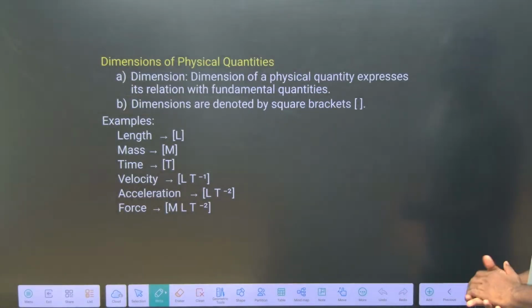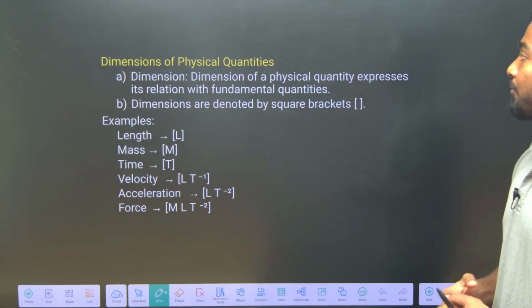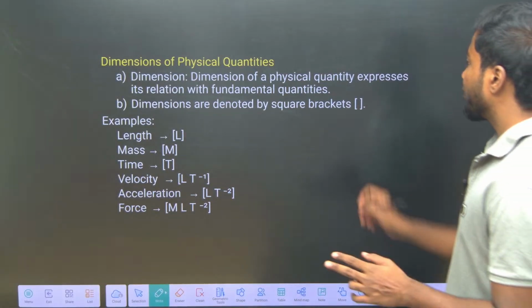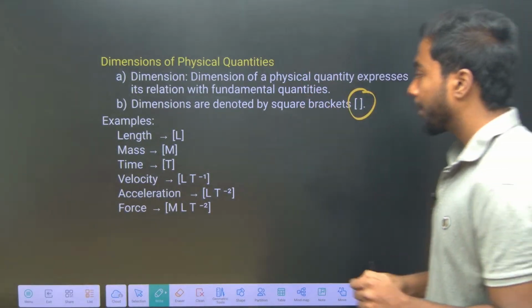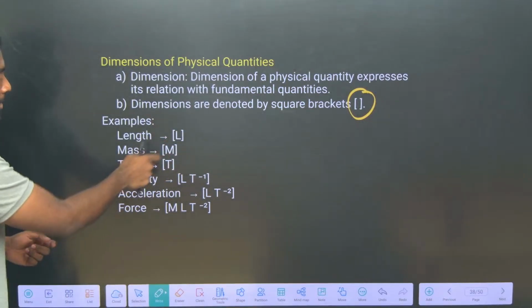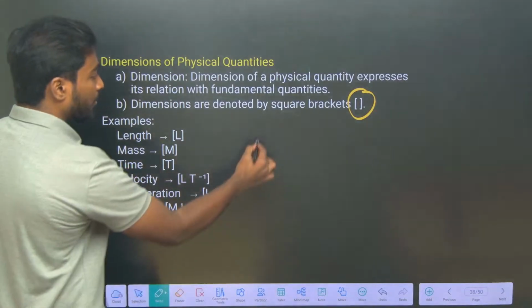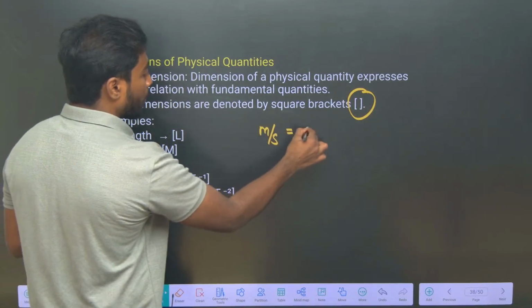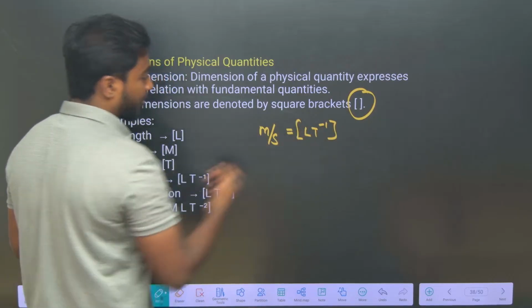So, dimensions of physical quantities. Dimensions of physical quantities express their relation with fundamental quantities. Dimensions are denoted by the symbol of a square bracket. So length, how can we express it? L in square bracket, mass M in square bracket, time T. Velocity is nothing but meter per second. Meter is length, per second is T power minus 1. Like this we should express.